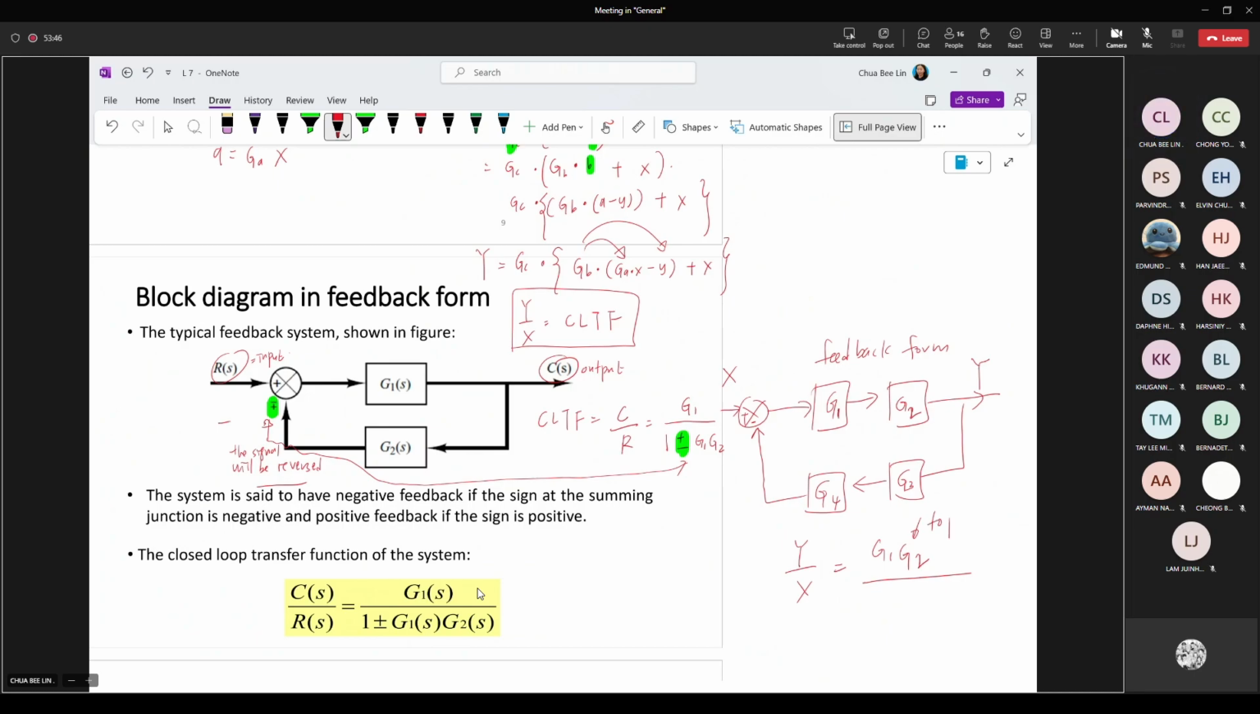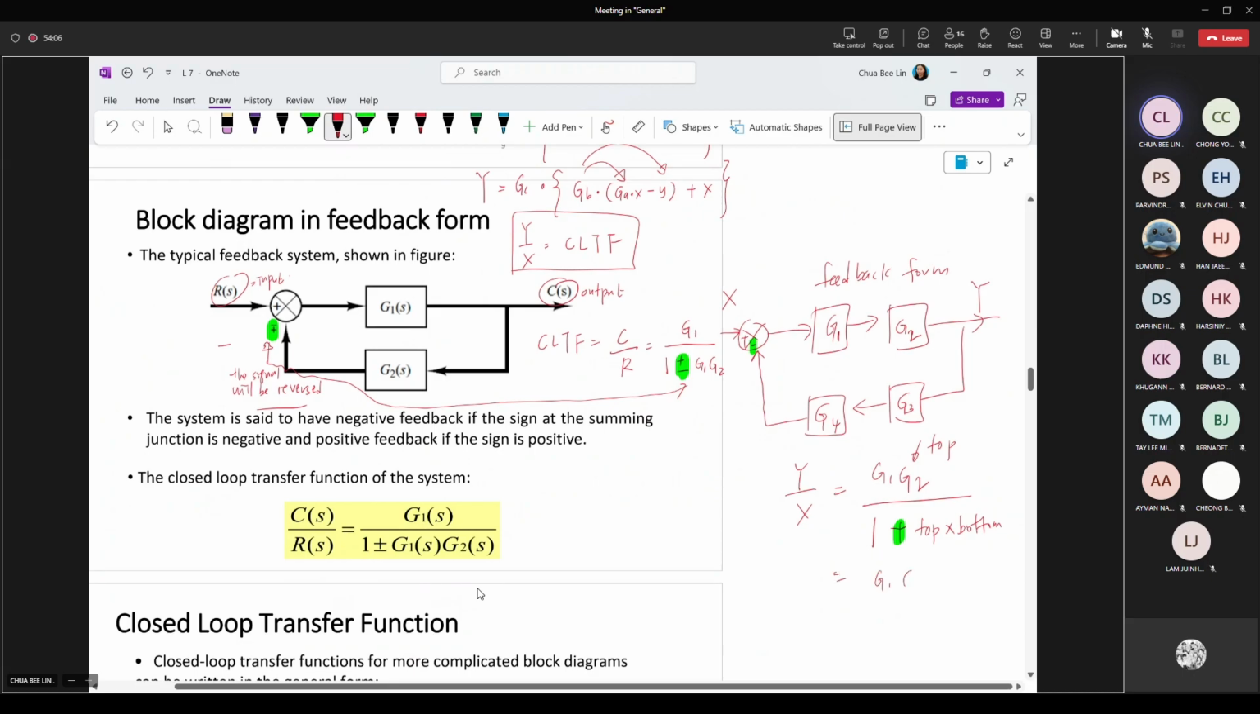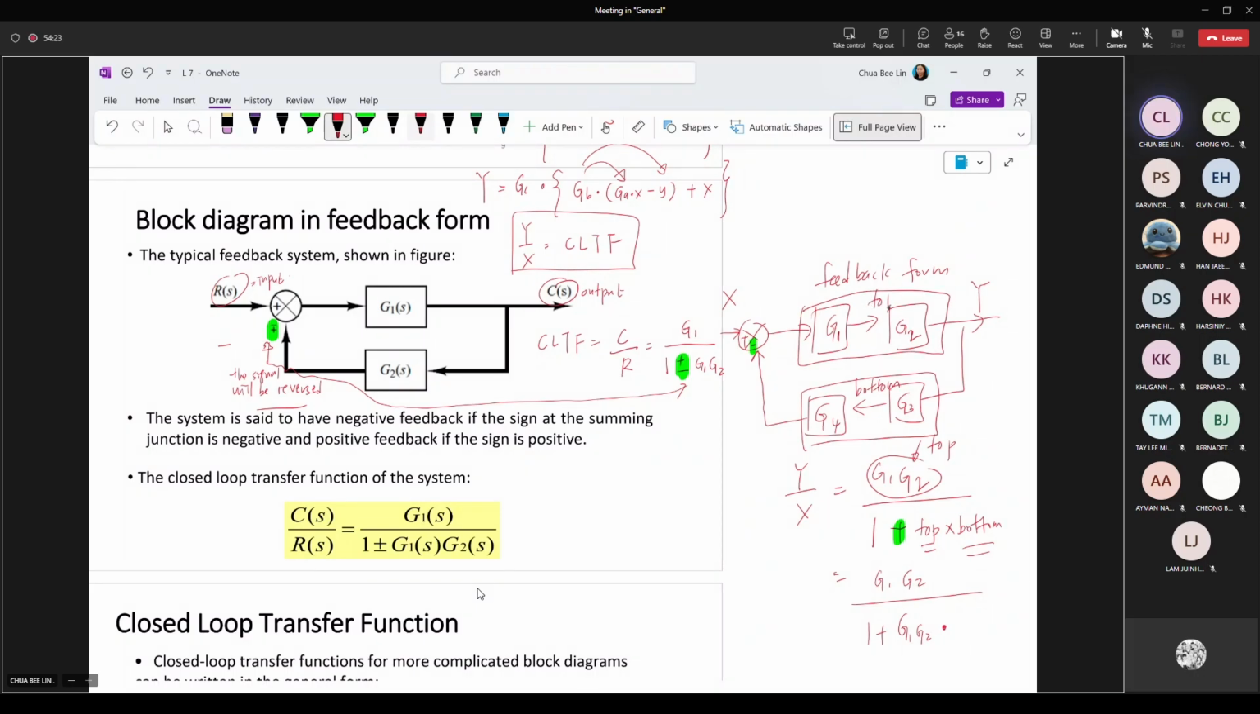So this one is the top over 1, and this is minus, so it will become plus. Then you have the top multiplied with the bottom. So you have G1, G2, which is the top, over 1 plus the top, meaning you repeat G1, G2, multiplied with the bottom one. This one is also side by side. So we call this the bottom, and this one the top. The bottom will be G3 multiplied with G4. So this is the shortcut: the top over 1, then reverse the sign, and then the top and bottom multiplied together. So this is the feedback form.